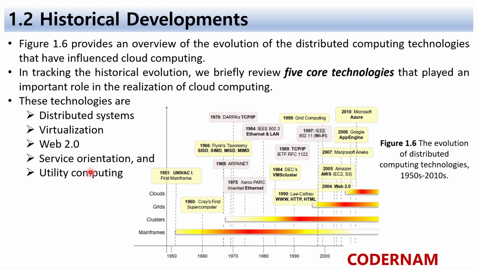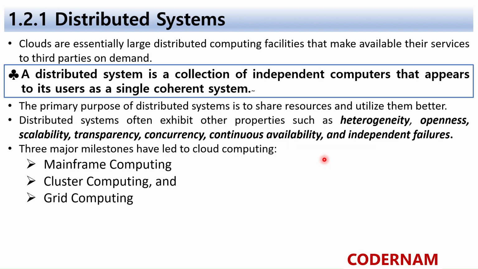So, this is the historical development, where there are five core technologies: distributed system, virtualization, web, service orientation, and utility computing. So this is the historical development which is seen in the graph.